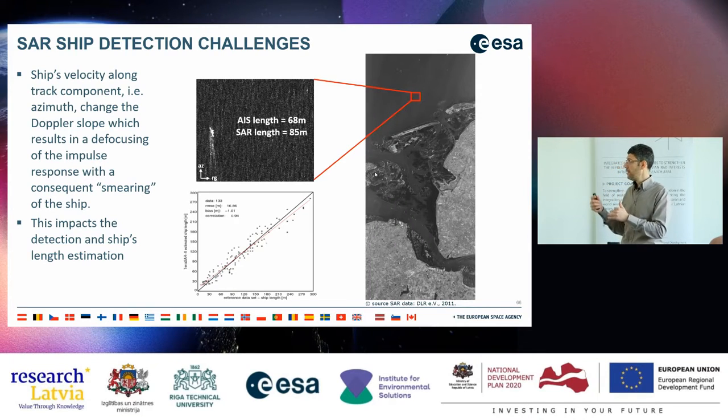In the example, there's a ship whose length is 68 meters. If you load the image with GIS software and then measure the length, you see that the ship actually appears as 85 meters. So this is, of course, the problem. And you see the plot that shows the relation between ship length estimation versus the true ship length given by the AIS. We have there a root mean square error of about 17 meters.